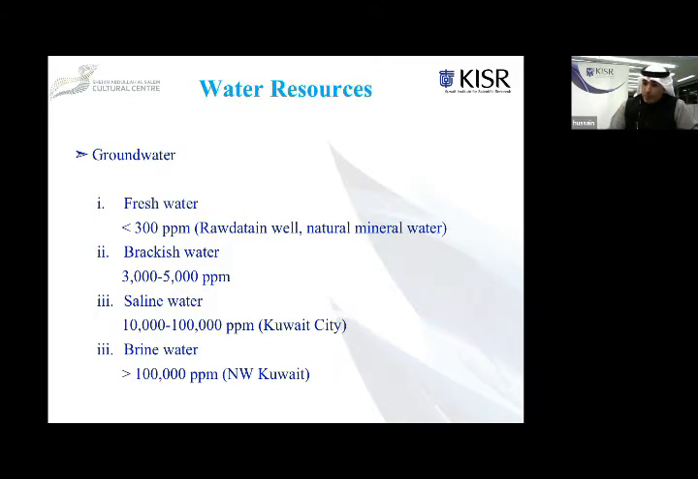100,000 ppm. So from a conservative point of view, you don't need to deal with that water since you have seawater of 45,000 ppm. Desalinating or treating that water will be less expensive than dealing with the brine water located in the northwest side of Kuwait.